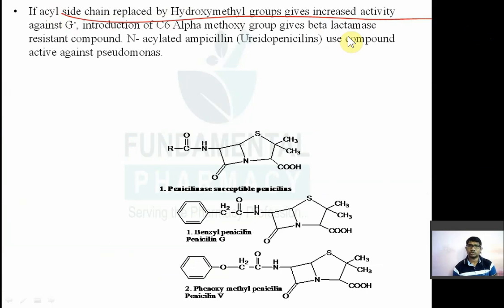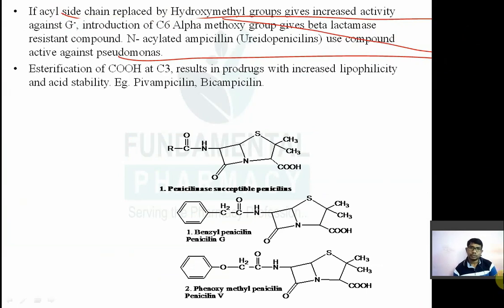Introduction of a C6 alpha methoxy group gives a beta-lactamase resistant compound like N-acetylated ampicillin. They are effective against Pseudomonas, the ureidopenicillins. So first is again the esterification of that carboxylic group. The COOH group is at the third position. So esterification of the COOH group at the third position will give you prodrugs with increased lipophilicity and acid stability.